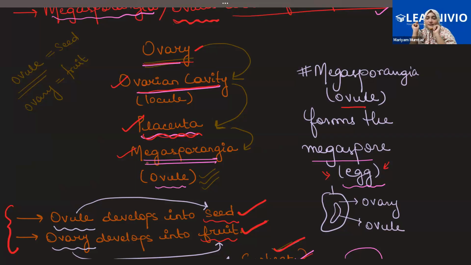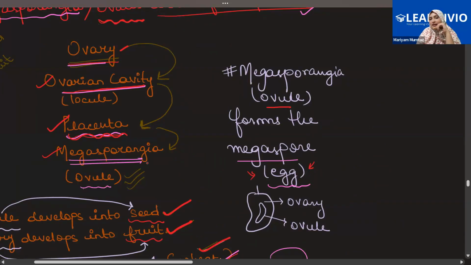What is a microspore? Microspores are in pollen grains, right? They are the structures that arise from microsporangia, isn't it? So the megasporangium, which is the ovule, forms the megaspore, which is the egg. Clear?